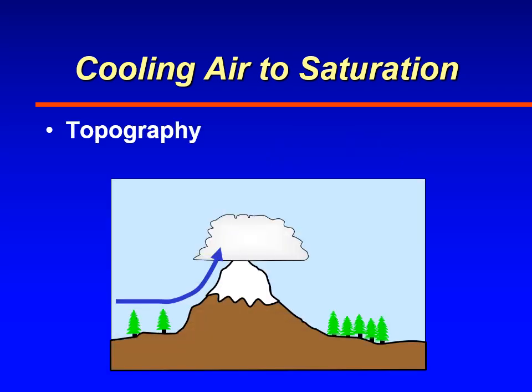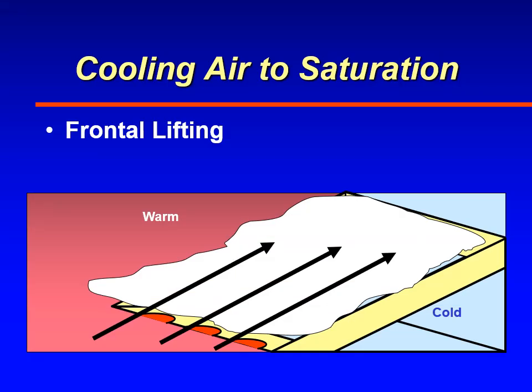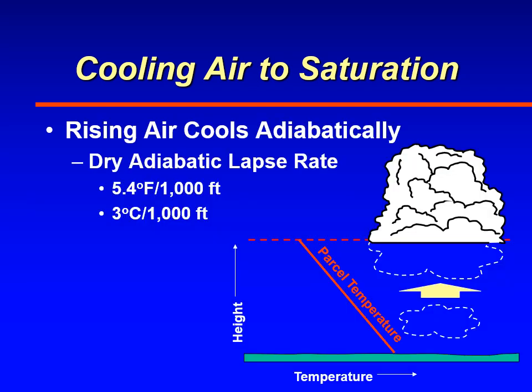Also, topography causes air to rise, and you get the formation of clouds. And then also weather systems in the atmosphere cause convergence and divergence. When you have low-level convergence and upper-level divergence, that typically causes very deep layers of clouds. And then, of course, fronts act as lifting mechanisms, and the air rising up over fronts tends to condense and produce clouds also. So you know that the rate at which air cools is the dry adiabatic lapse rate if it's forced to rise, or if it rises on its own.